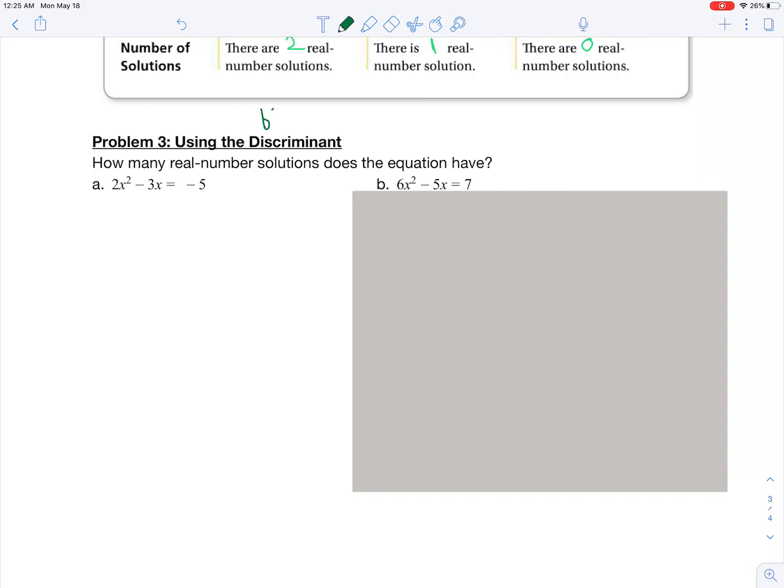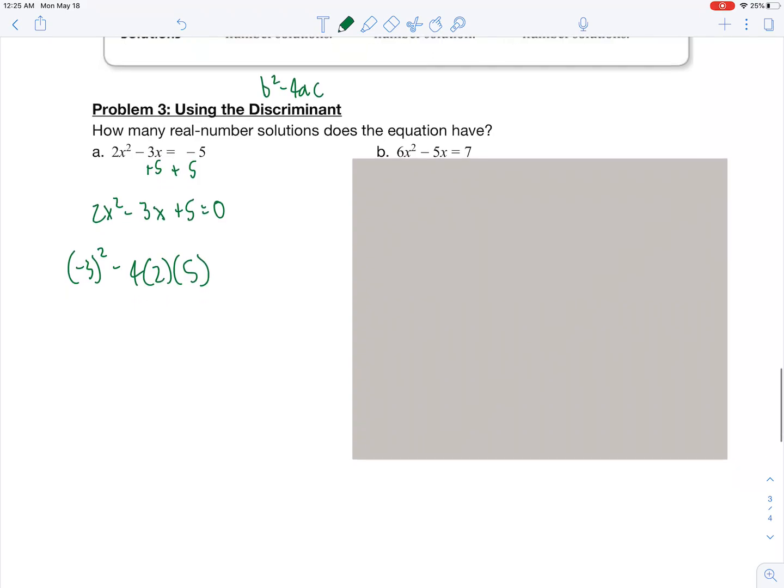Again, discriminant is just the part we call b squared minus 4ac. We do have to start this question like we did the last time. I've got to get this in standard form. But once I do, 2x squared minus 3x plus 5 equals 0. Now I'm just plugging these pieces into my discriminant formula. So b is negative 3, so b squared minus 4 times a times c. I just want to simplify this just like we did with our equation. So 9 minus 40 is going to make negative 31.